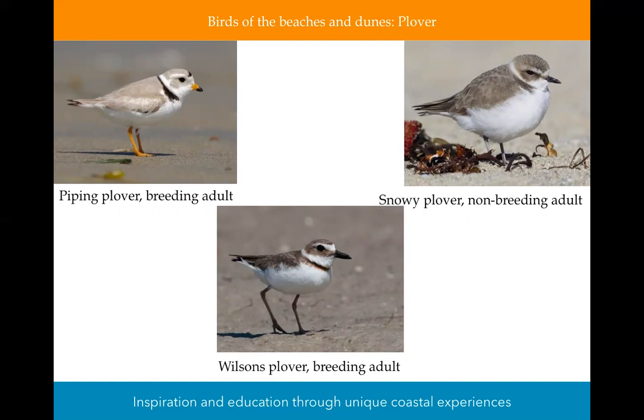Their backs are grayish-brown, and they have a thick band around their neck. The snowy plover is recognizable by the black patch on the side of their neck. They also only live on Bolivar Peninsula during non-breeding season.